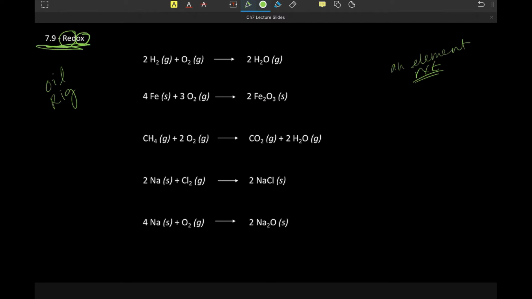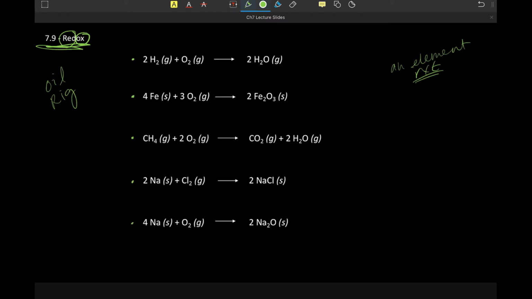If we look at this first one, we've got two elements, hydrogen and oxygen. If we look at this one, we've got two elements. If we look here, we have one element, but again, it still meets the criteria that there's an element on the reactant side. Here, again, two elements, and again, two elements.